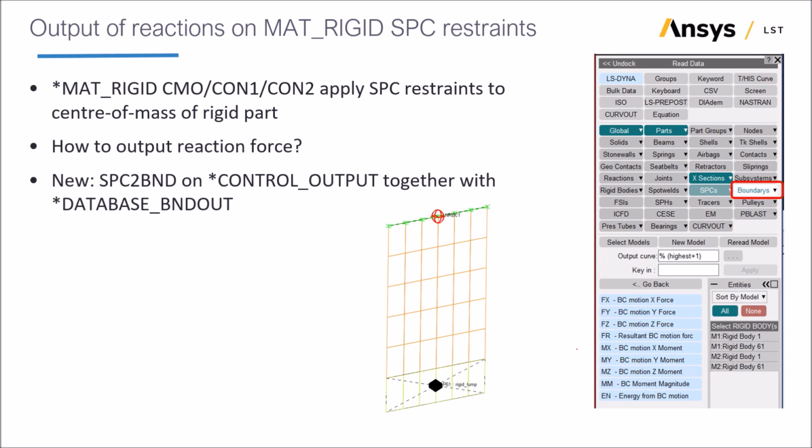If you've ever used rigid bodies to restrain a model, you'll know that SPC restraints can be applied on the MATRigid card. But until recently, there wasn't a good way to output the reaction force caused by the restraint. Now there is. LS-DYNA can output the forces to the binout file as if you'd defined a velocity boundary condition with zero velocity.